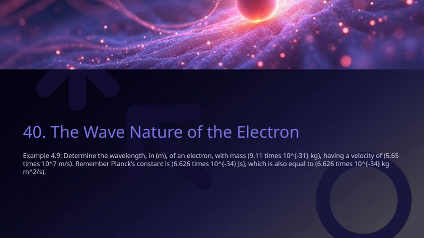The key idea here is that, according to quantum mechanics, particles like electrons exhibit wave-like properties, and their wavelength can be calculated using de Broglie's equation. This equation relates the wavelength to the momentum of the particle, which is its mass times velocity.